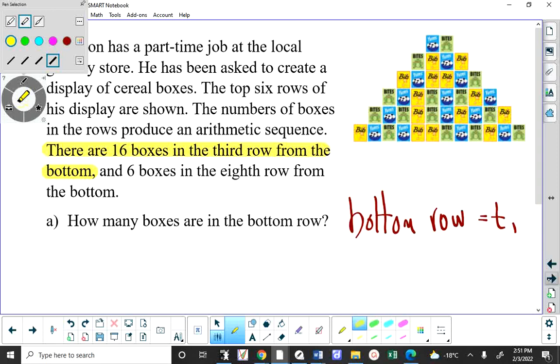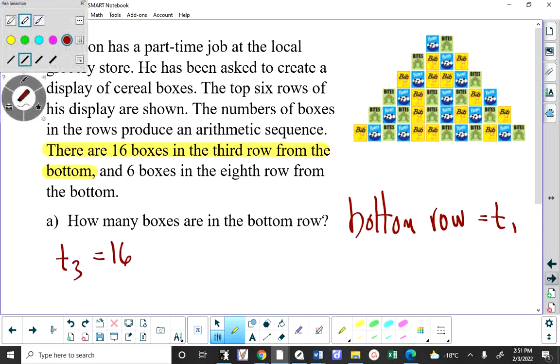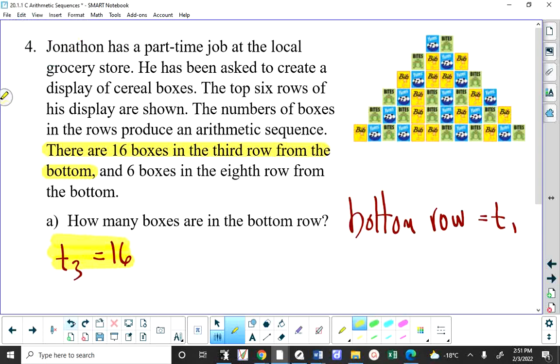It says the third row from the bottom contains 16 boxes. And that means that I can write T3 equals 16, because I'm counting from the bottom, and it's the third row from the bottom. If I count from the top, I don't know what row number that is, because I don't know how many rows there are down to the third row from the bottom.